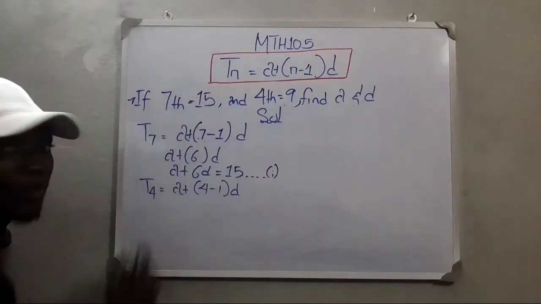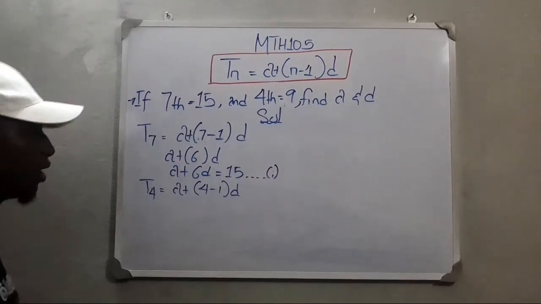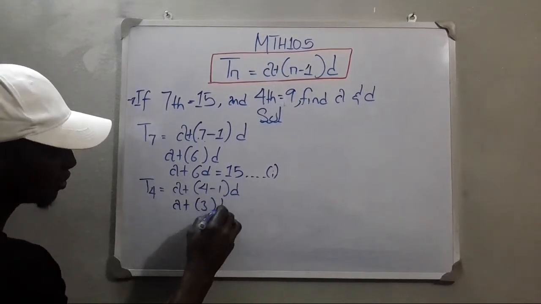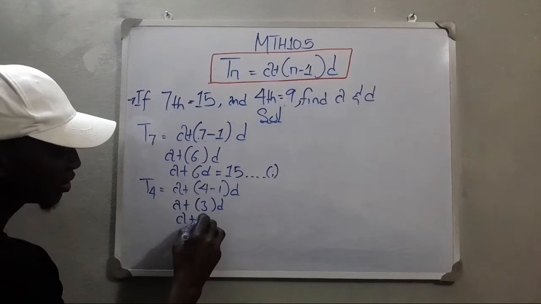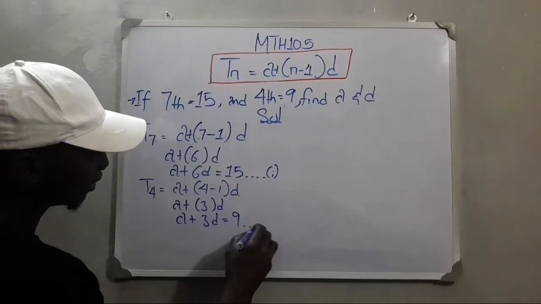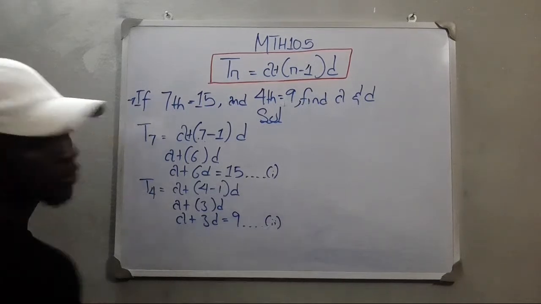Okay, so now let's do the same thing for T4. So for T4 we have A plus 3 bracket D, then we have A plus 3D equals 9. Then we have equation 2.